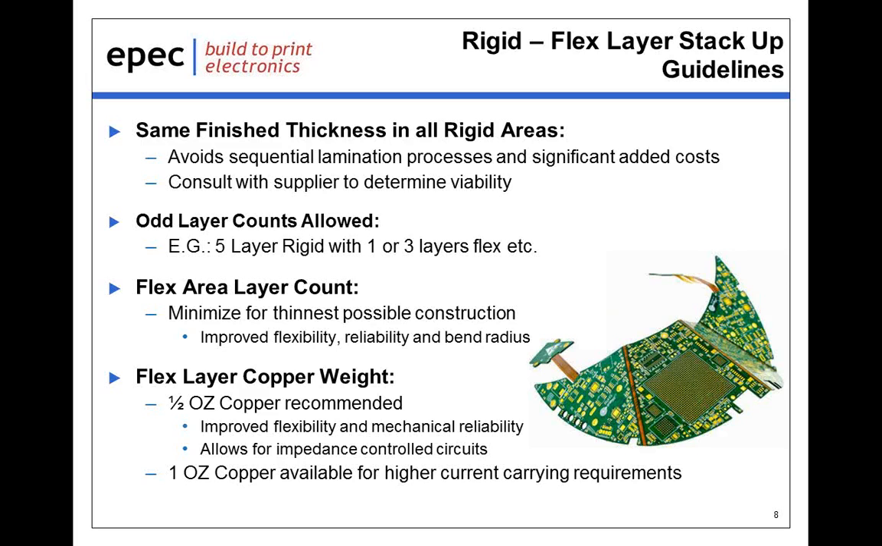And regarding copper weight, by far the most common copper weight used in flex and rigid flex is ½ ounce, and that is indeed what we recommend. Again, by minimizing the copper, which is the stiffest component within a flex construction, the flexibility and the mechanical reliability are improved, and in many cases it also facilitates impedance-controlled circuits and achieving those values. 1 ounce copper is available and is used fairly often, but it's typically reserved for applications that have a higher current carrying requirement that can't be accommodated with ½ ounce.